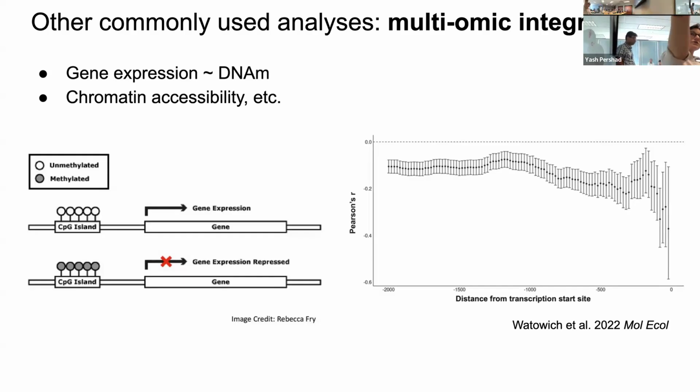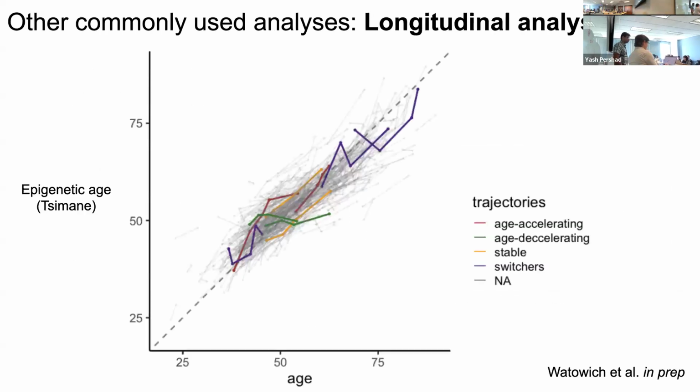And then on the right is just one example: if you chunk the promoter by distance to the transcription start site and then look at the correlation between the levels, you would expect that as you get closer to the transcription start site, you might see a stronger correlation in that negative effect. So more methylation equates with less gene expression. So it's just one use case.